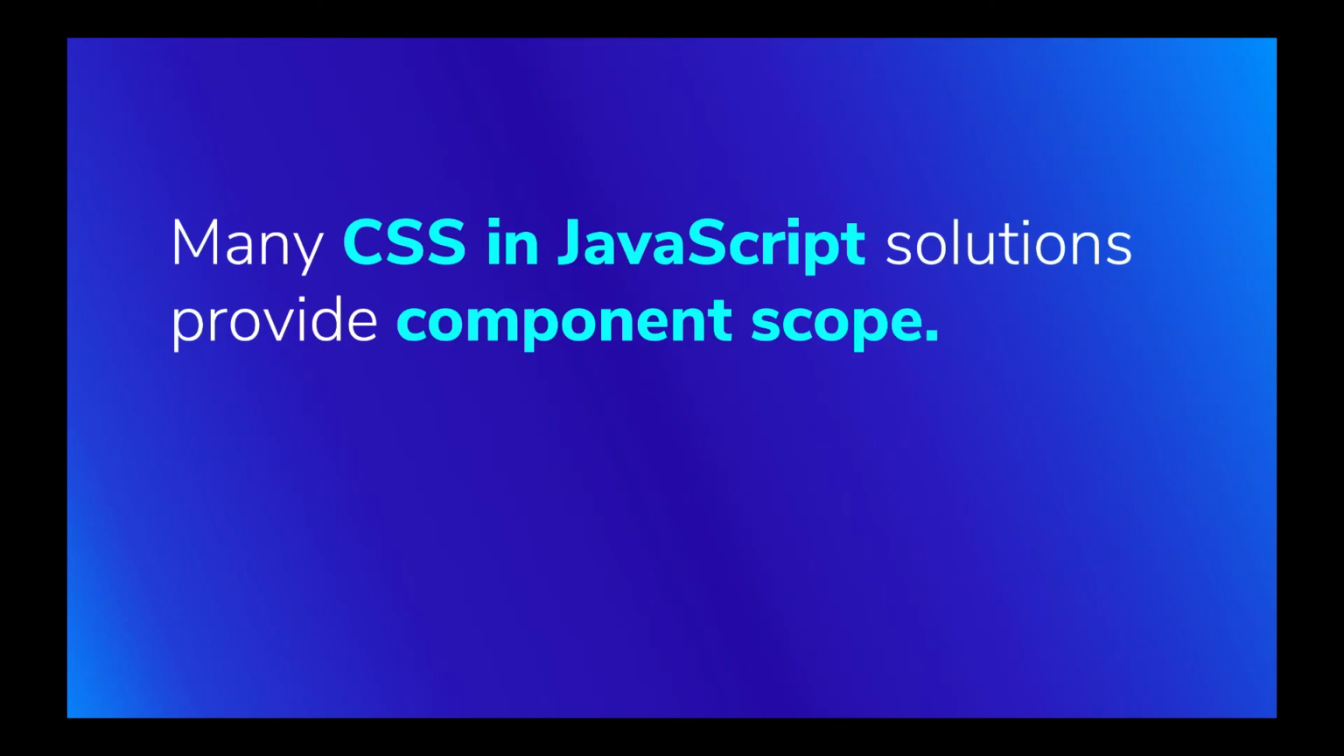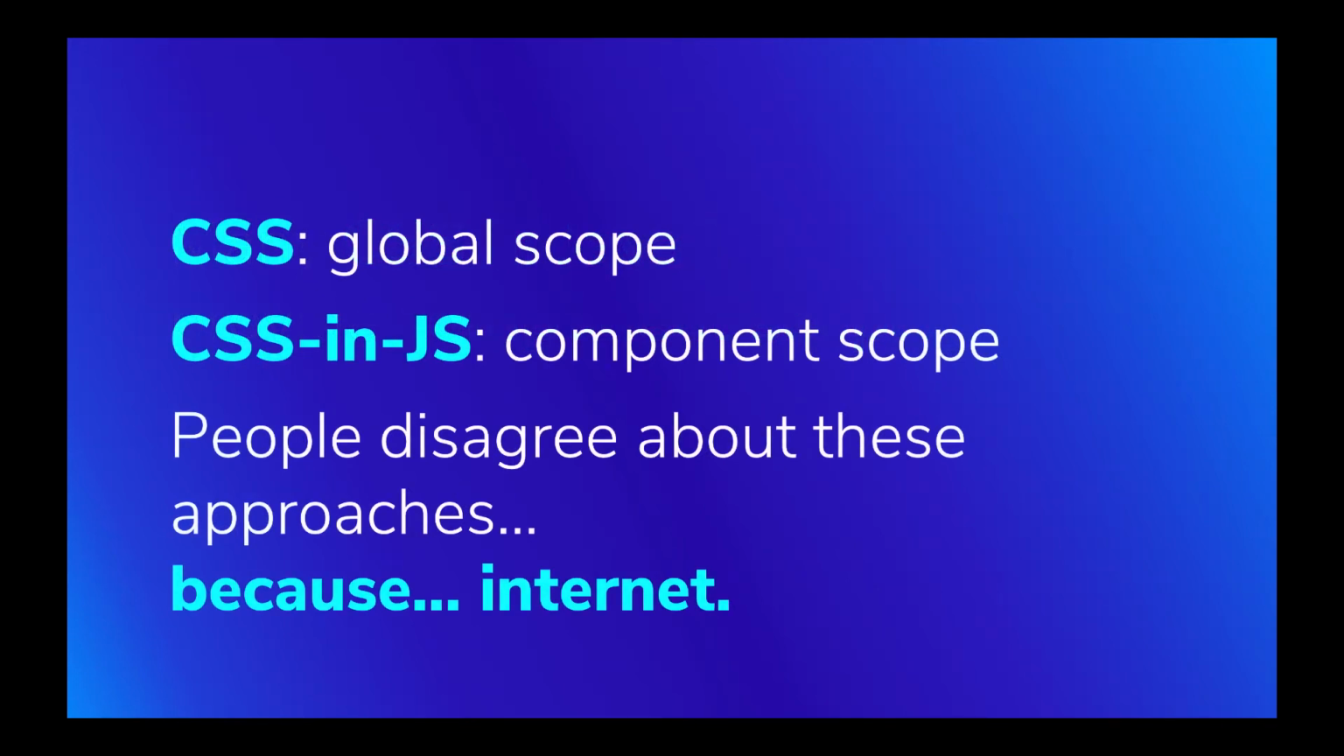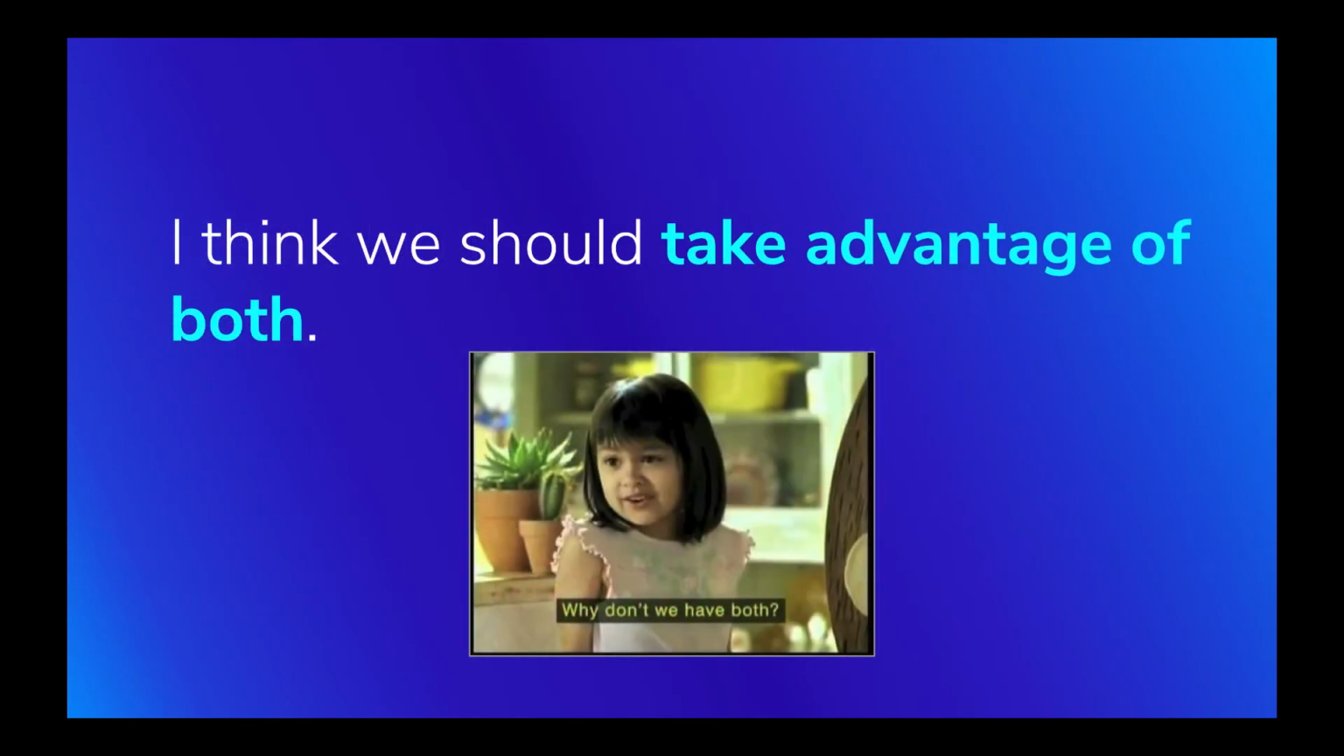And then an emerging trend is CSS in JavaScript, and many CSS in JavaScript solutions provide component scope. Who has used some type of variation on CSS in JavaScript? Okay, that's a good chunk of hands. Not 100% like CSS, but they can provide component scope. And given that it's the internet, and many of us are developers, people tend to argue about these different approaches and which is right and which is wrong. But I think there are potentially advantages to both, and that we should find a way to take advantage of what both of them provide.